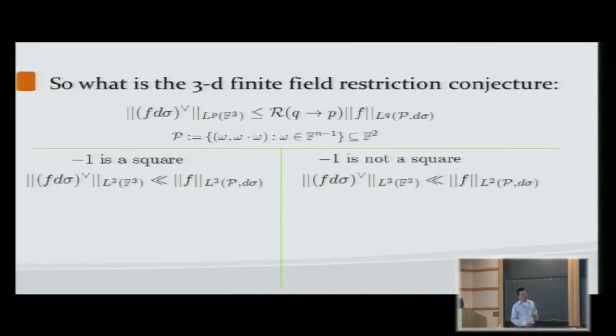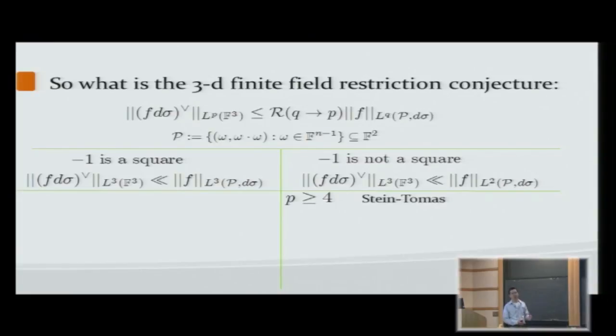If -1 is not a square, we expect to upper bound the L3 norm by the L3 norm of the function. So we're always trying to prove an L3 norm on the left. It's just what we put on the right that is somewhat different. This is roughly what we're trying to prove in the Euclidean case, although you can't do 3. You could potentially do slightly better than 3. I'm going to talk in a little bit about why there's a difference between these two cases. But let me first tell you what is known.